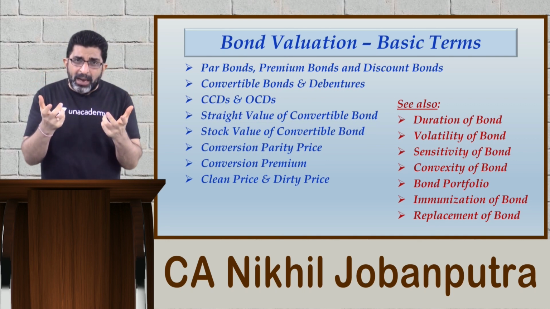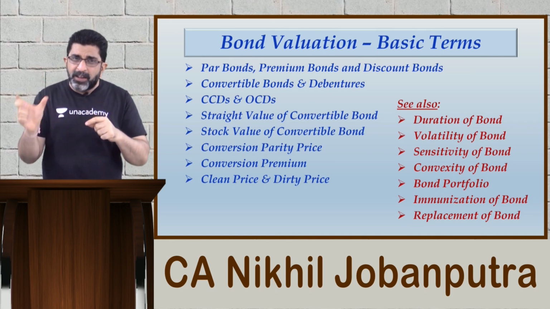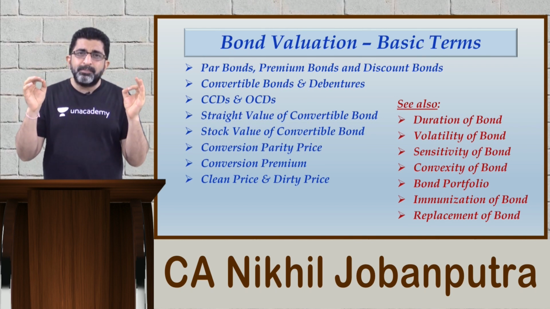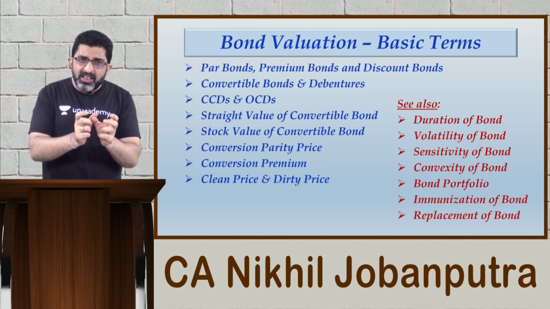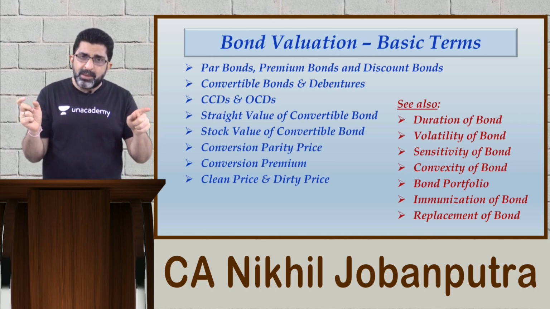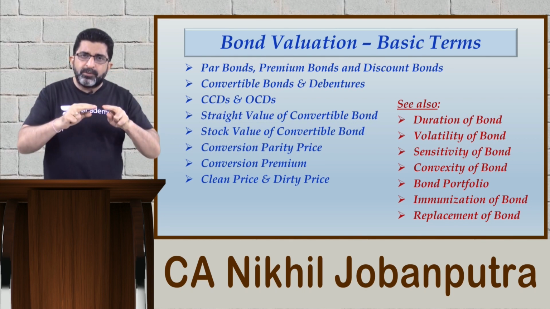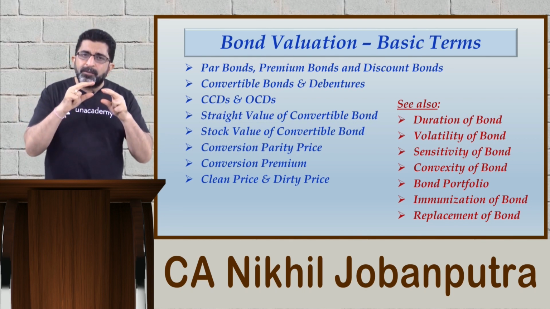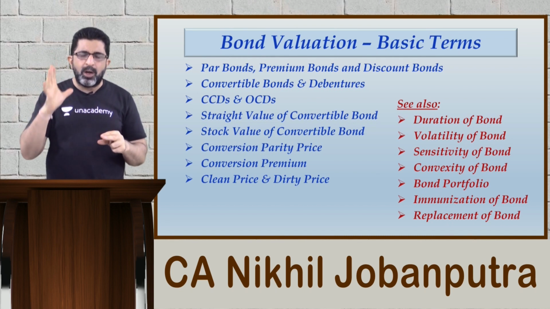When the intrinsic value of the bond is the same as the face value, it is called a par bond. When the intrinsic value of the bond is greater than the face value, it becomes a premium bond, and when intrinsic value of the bond is less than the face value, it is considered a discount bond.